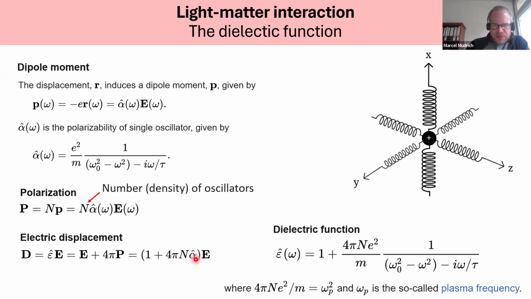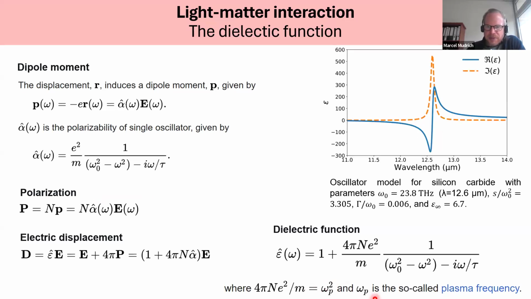And just from the results of the oscillator model, we can write this permittivity, also called the dielectric function, as 1 plus 4 pi n alpha, where alpha is this atomic polarizability in this simple oscillator model. Right, so this gives us the dielectric function. And by the way, this prefactor here, 4 pi n e squared over m, has the unit of a frequency squared. This is called the plasma frequency.